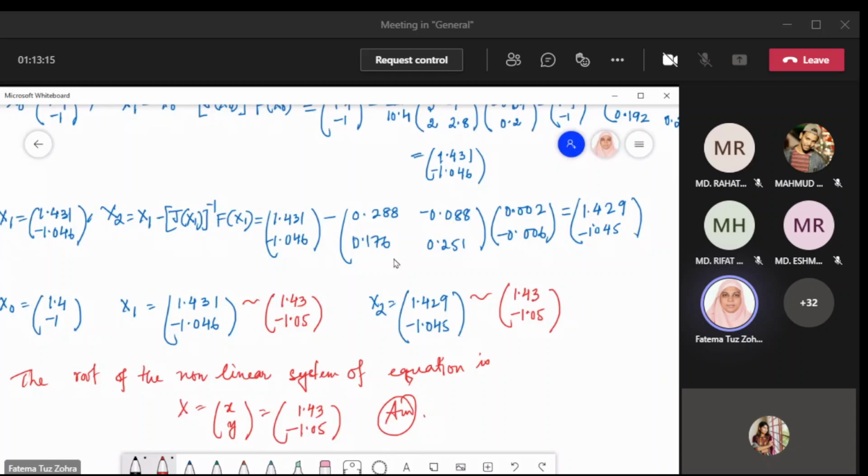0.288 into 0.002, minus 0.088 into minus 0.006. Check the multiplication.